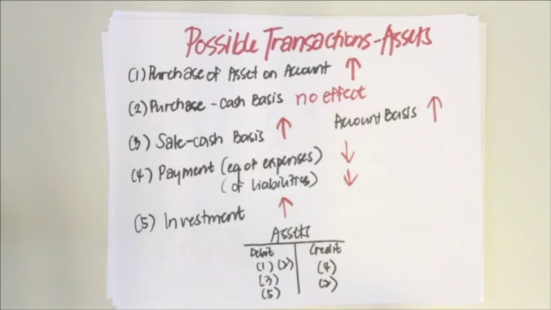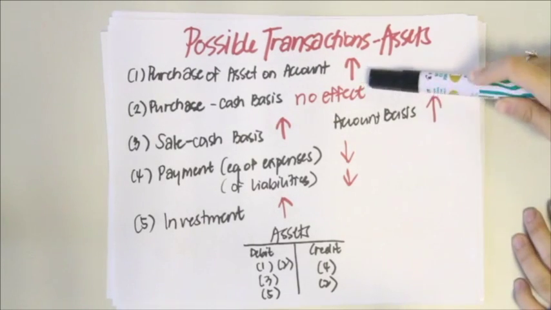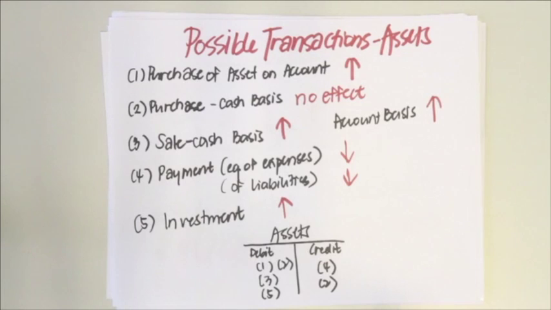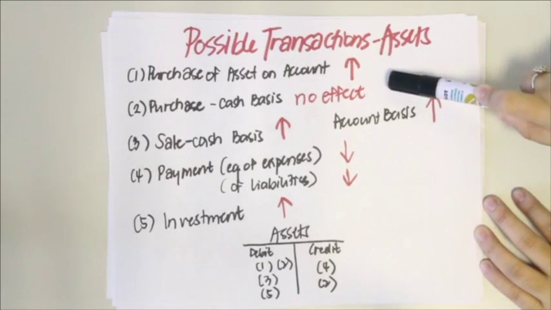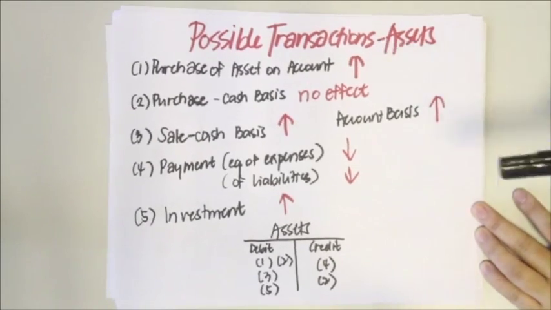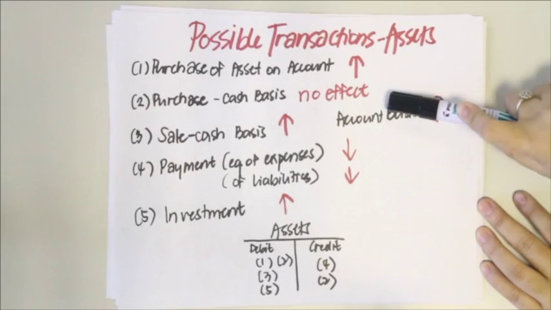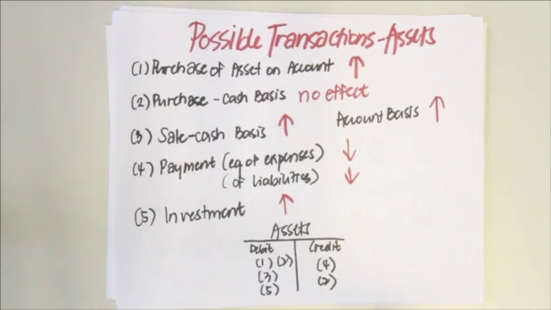So here are some possible transactions relating to assets. Take for example the purchase of an asset on account. If you think about it, you're gaining new assets, but you're not using cash to pay. So you're incurring a new liability without reducing your assets, so the net effect on your assets would be an increase. The second transaction would be a purchase on cash basis. This means you acquire new assets, but you use cash to pay for it. So in the end, there is no effect.